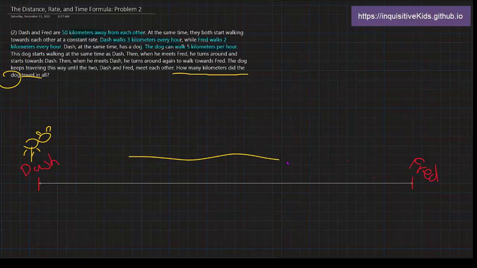But the question is asking how many kilometers the dog traveled in all, and I'm not gonna do all those calculations. There's probably not enough time, and that's just gonna be too frustrating. So what can I do? Is there a smarter way?